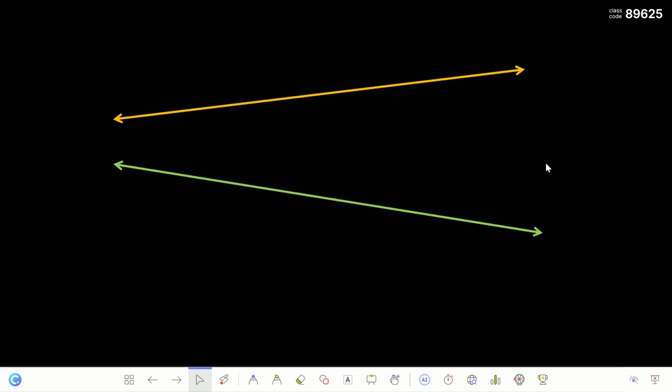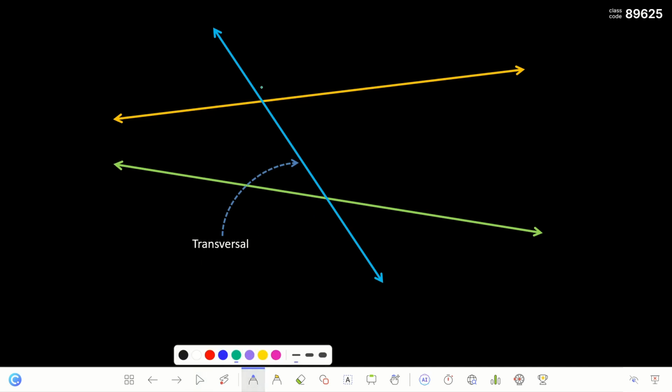Here I have two lines that are clearly not parallel, and I have a third line that intersects those two previous lines at two distinct points. Now, such a line that intersects two other lines at two distinct points is known as a transversal. In this case, I can spot a few linear pairs, and I can also spot a few vertically opposite angles, but nothing really cool happens in such a case where these two lines are not parallel.